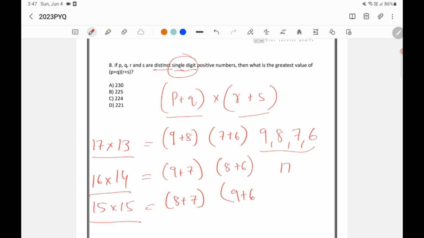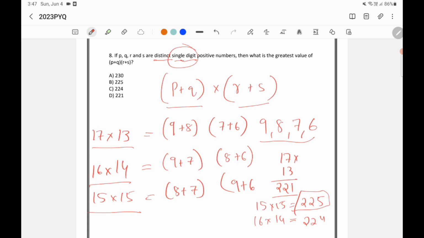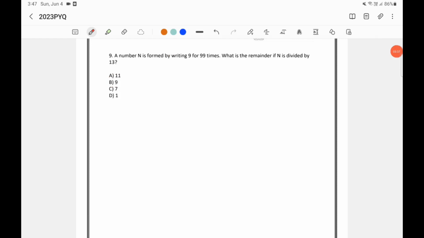If you do 17 into 13, you will get 221. If you do 15 into 15, you will get 225. And if you do 16 into 14, you will get 224. So out of these, 225 is the highest value. So the answer is option B, 225. Okay, let's do the next question here.